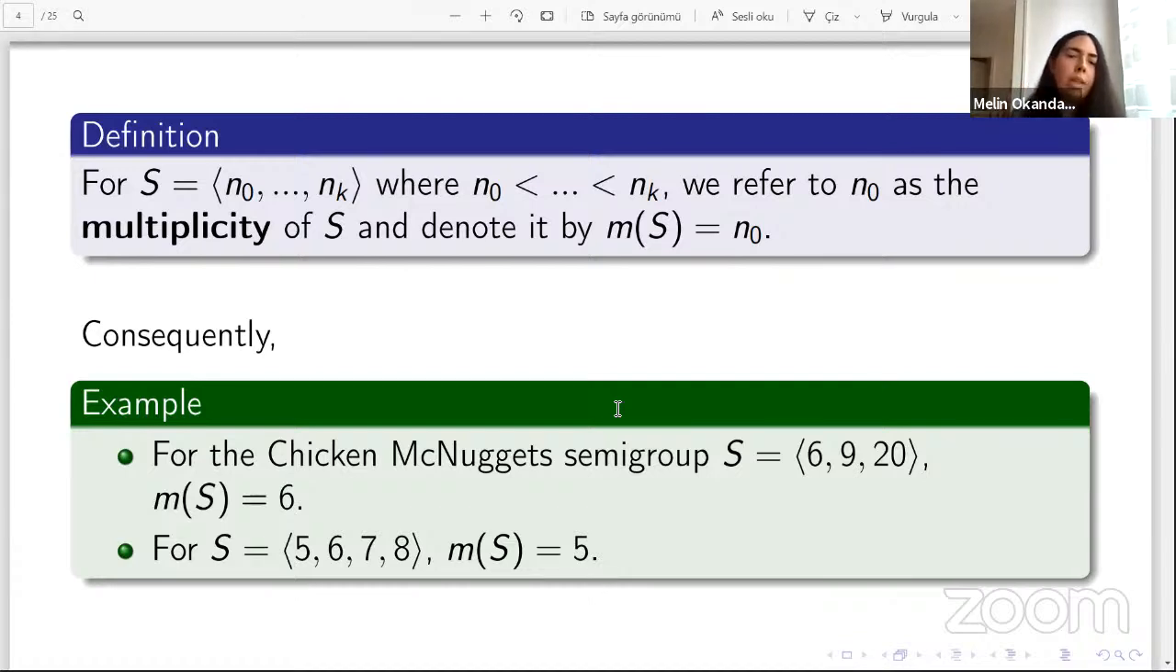If we look again at the chicken McNuggets semigroup, we know that it is generated by packs of 6, 9, and 20. You can observe that 6 is the smallest pack you can buy. Therefore the multiplicity is 6. If you were to take another numerical semigroup, which is generated by 5, 6, 7, and 8, you can see that the smallest generator is 5. And here the multiplicity is 5.